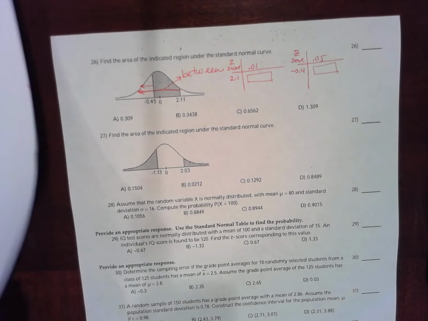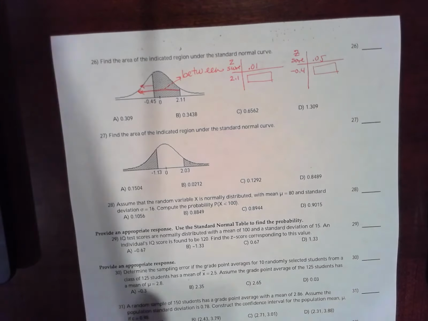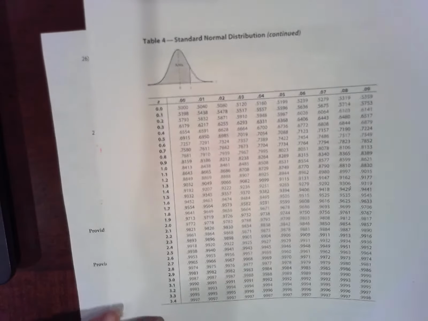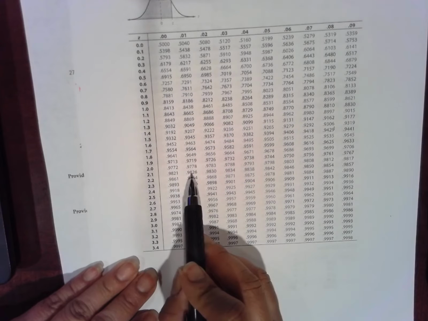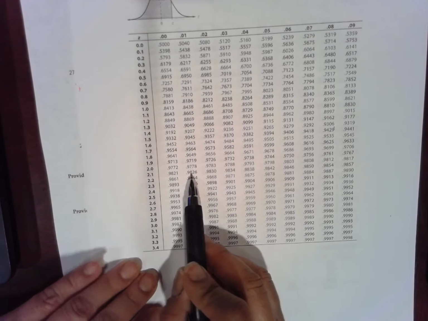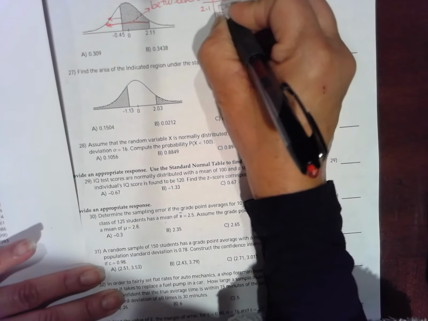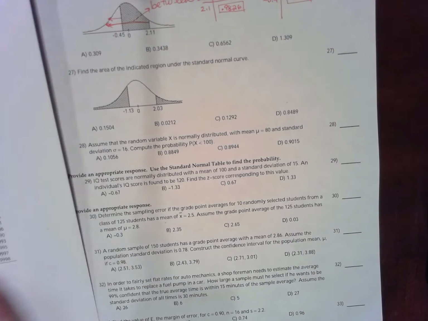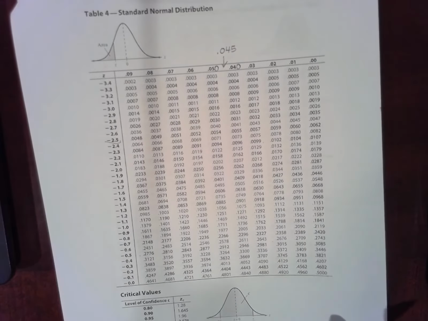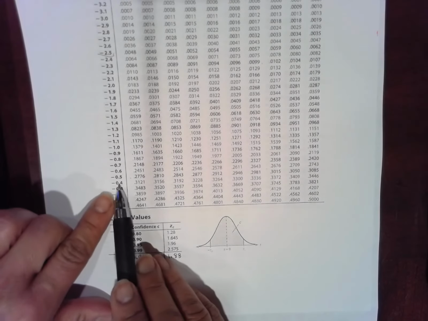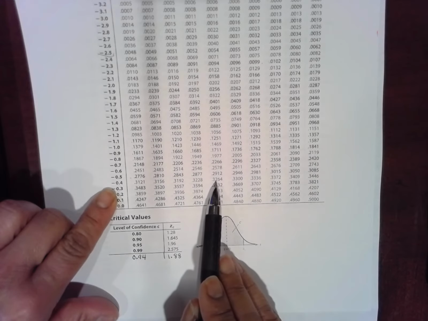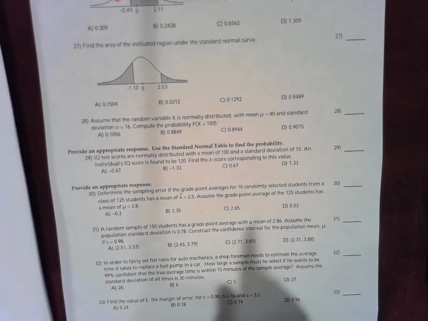So when you go to 2.11, I'm going to go to the positive z-score table. So this will be 2.1 and then you go over to 1, so you get 2.11. This is 0.9826. And then you're going to go to the negative z-score table and look for negative 0.45, negative 0.4, and then over to 5, and that is 0.3264.